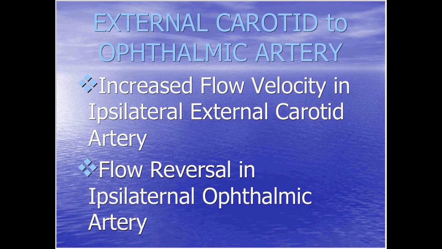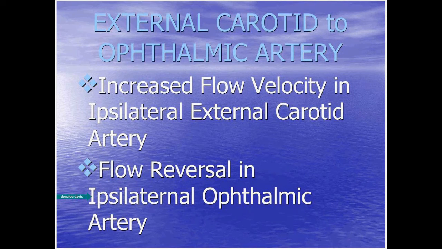Okay, so what are we going to see? We're going to have increased flow velocity in the ipsilateral external carotid artery. You're going to have flow reversal in the ipsilateral ophthalmic artery. So not only is your ECA going to be higher, but you're going to have flow reversal in your ophthalmic. And guess what that ophthalmic artery is going to look like? It's going to look like an internal. Just like when you do carotids and the carotid is occluded, you see the external taking on the shape of the internal. The same thing happens in the brain.